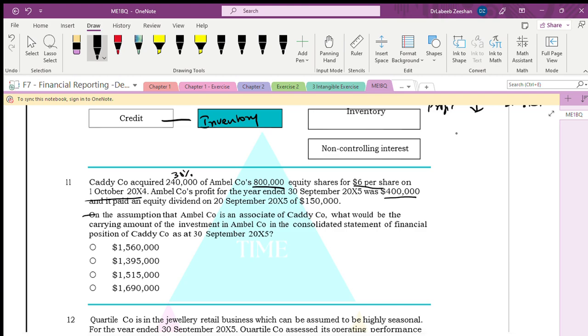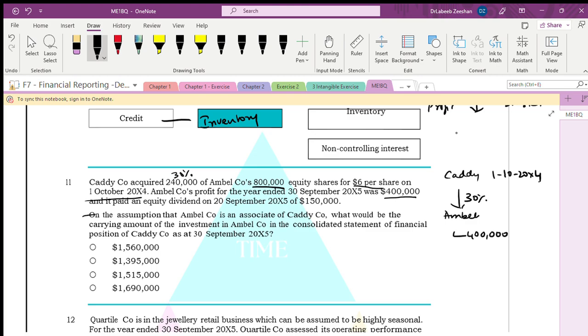400,000. See, Caddy acquired Ambles. How much did they acquire? They acquired 30%. Fine. When they acquired, they acquired on 1/10/2004. At that time, what is the profit? Profit is 400,000.